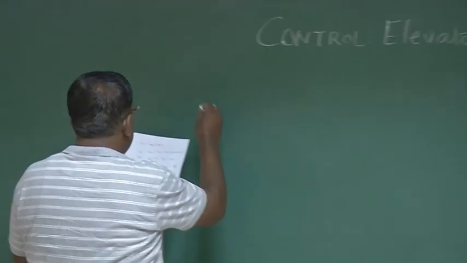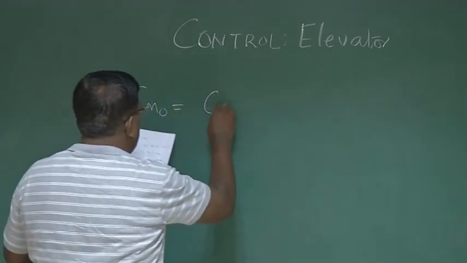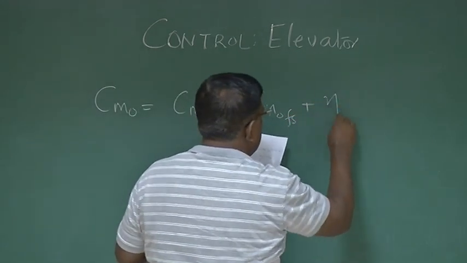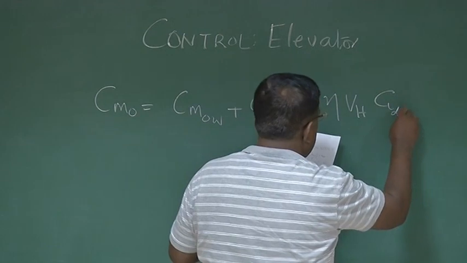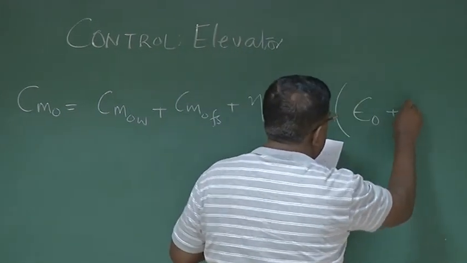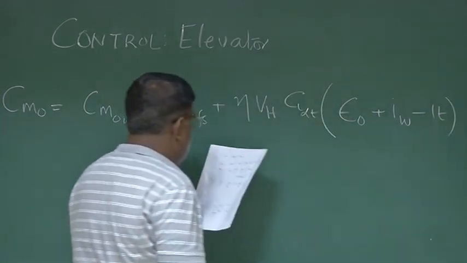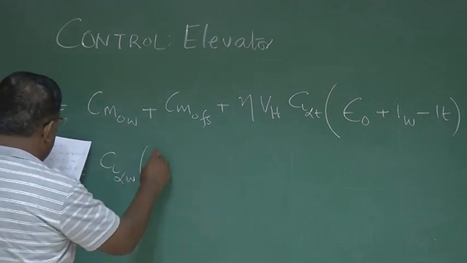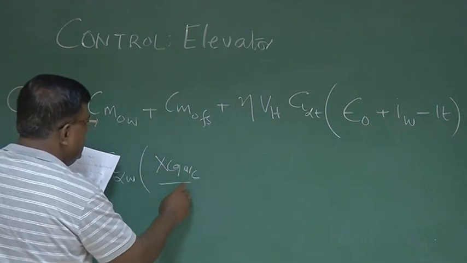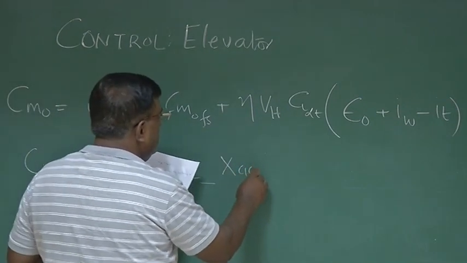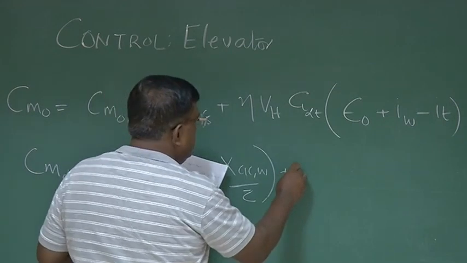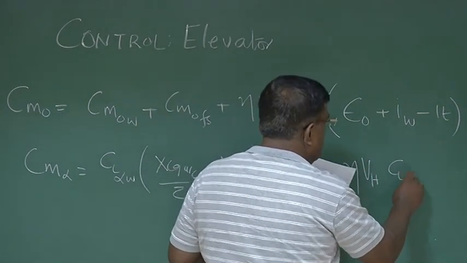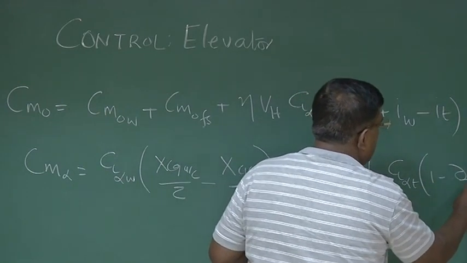And we got neat expressions. One was Cm naught as Cm naught wing plus Cm naught fuselage plus eta VH CL alpha tail into epsilon naught plus iW minus iT, and you got Cm alpha as CL alpha wing into XCG aircraft by c bar minus XAC wing by c bar, plus Cm alpha fuselage minus eta VH CL alpha tail into 1 minus d epsilon by d alpha.